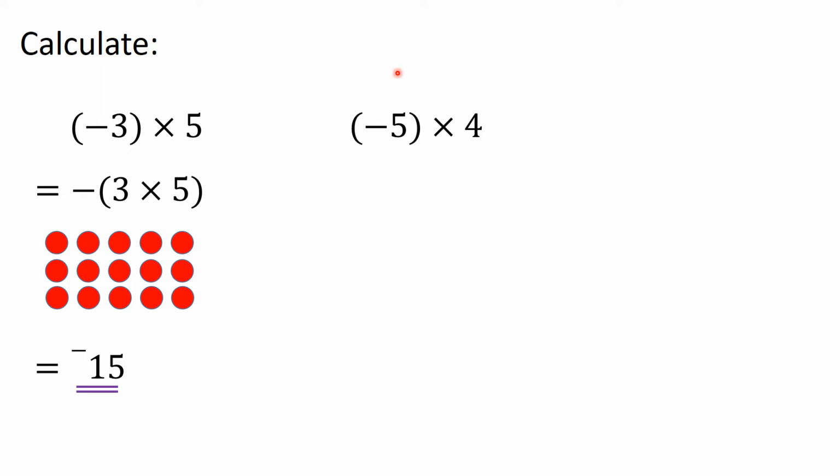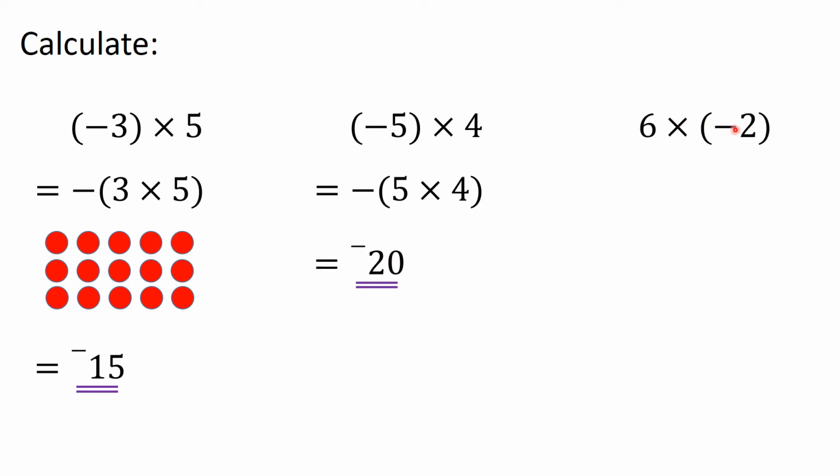So -5 times 4, -5 groups of 4, well, that's the same as 5 groups of 4 flipped. So 5 groups of 4 would be 20, and 20 flipped would change from positive to negative. So again, we've got -20.